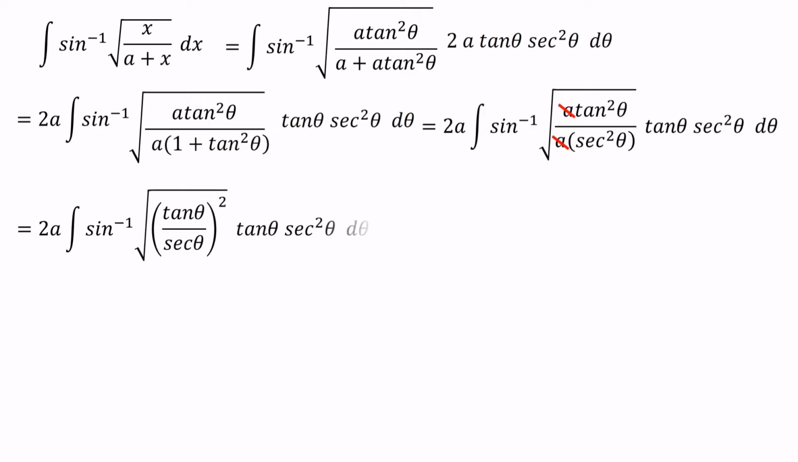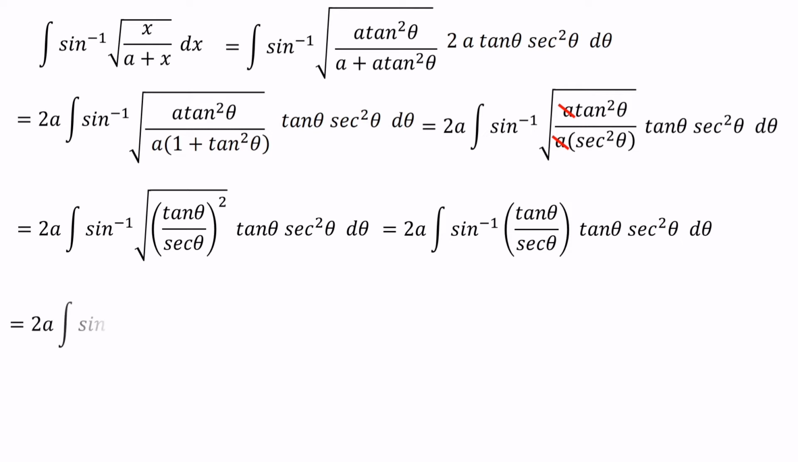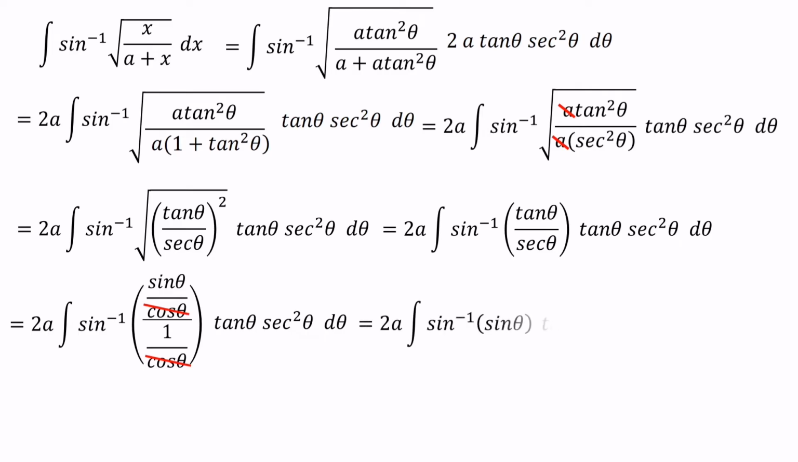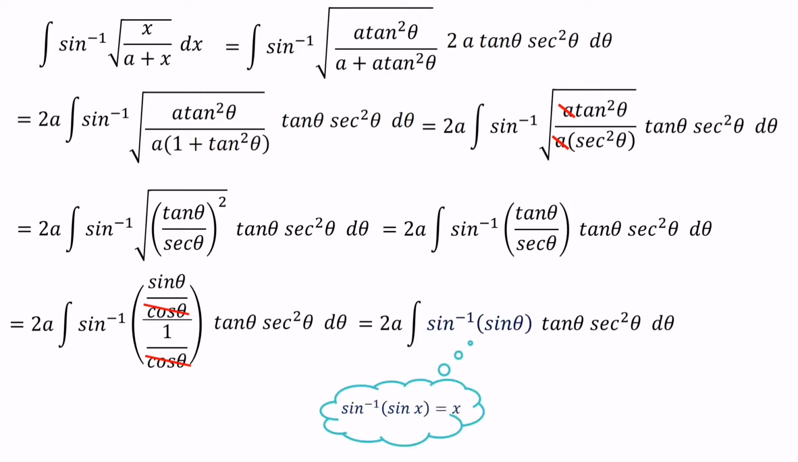After that we can remove the square root. Now tan theta over sec theta. Tan theta means sin theta over cos theta. Sec theta means 1 over cos theta. After that we can cancel out the cos theta terms. Then we can write sin theta as the final answer. So in here sin inverse sin theta value we can take as theta.